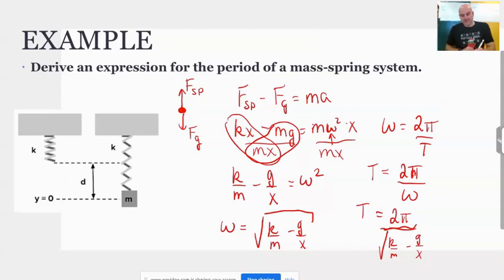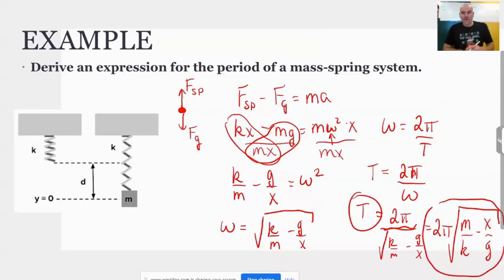But what I can do is write that reciprocal inside the square root, so I end up with 2 pi times the square root of m over k minus x over g. Okay, and so that would be for a vertical system, right? Because we do have to account for the stretching, and that's what we're asked for based on our situation here.